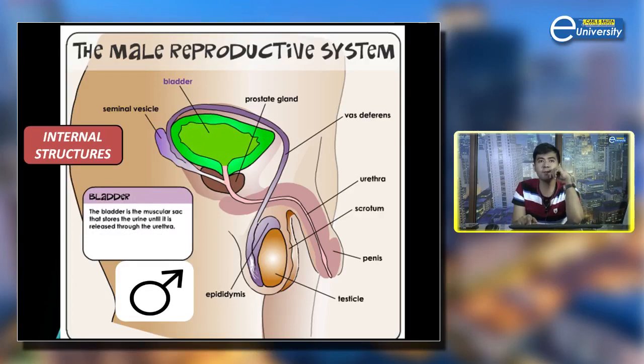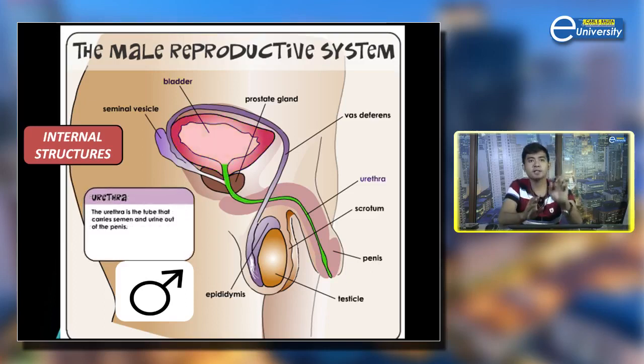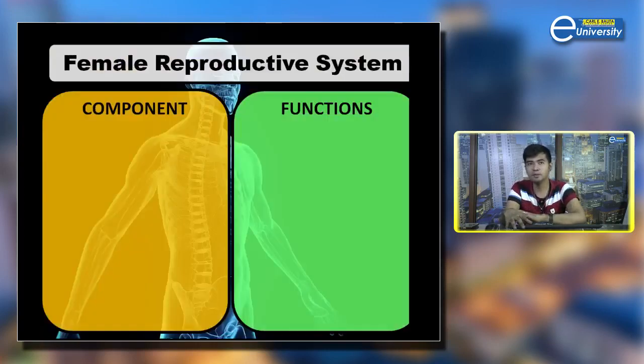Next is the bladder. The bladder is a muscular sac that stores urine, and it is released through the urethra. The urethra is the tube that carries semen and urine out through the penis to the outside environment or to the female reproductive organ. So we are now done with the internal and external features of the male reproductive organ. We're going to proceed now with the female reproductive organ.